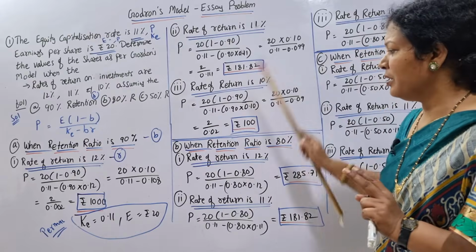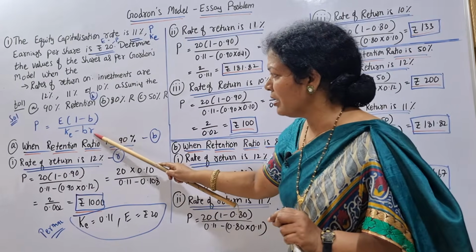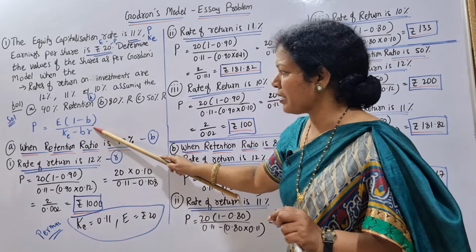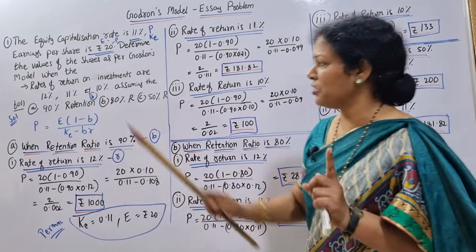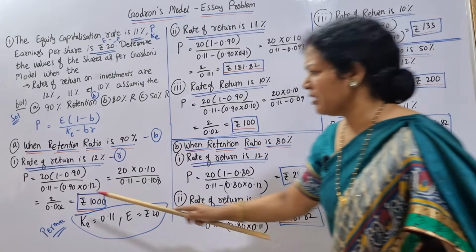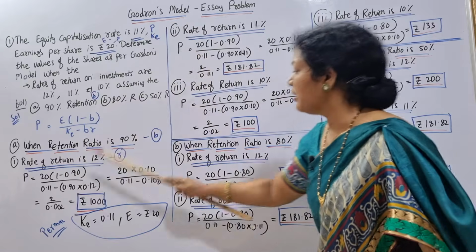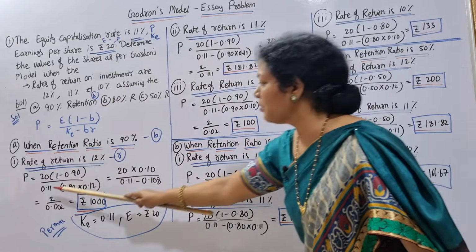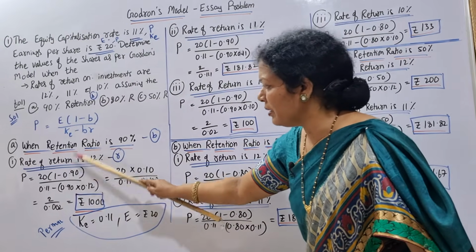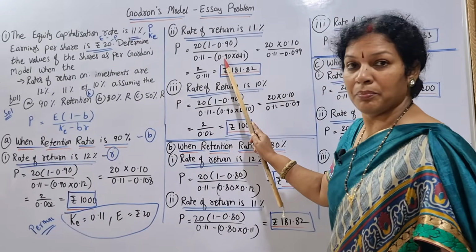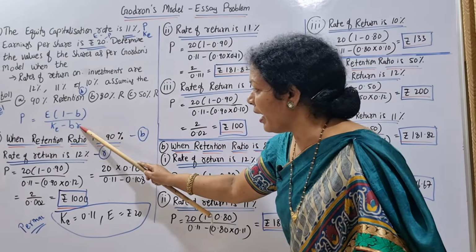Where is the rate of return? Rate of return is here. So R, only this R is changing. The rest of everything is normal. See, I have written everything: 20, 0.90, 0.11, and B is also the same. Okay, and R is changing.